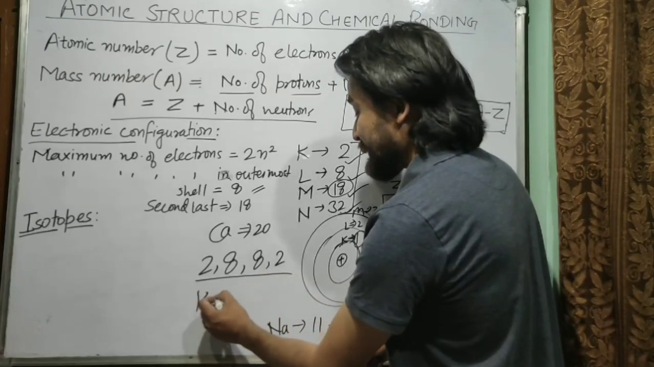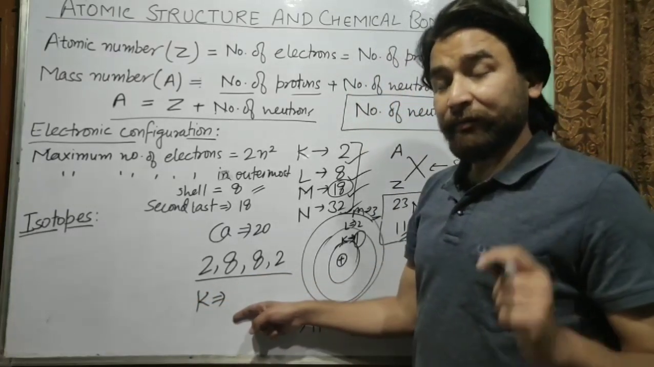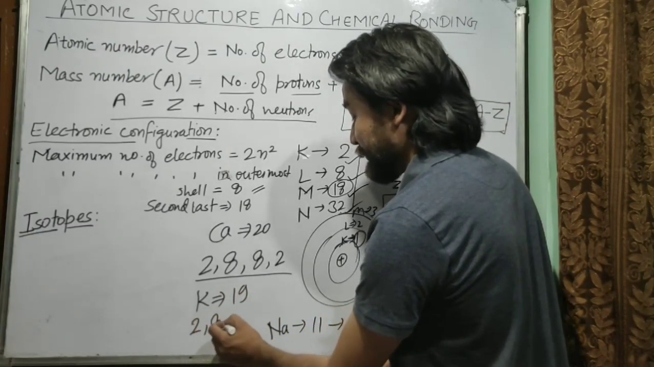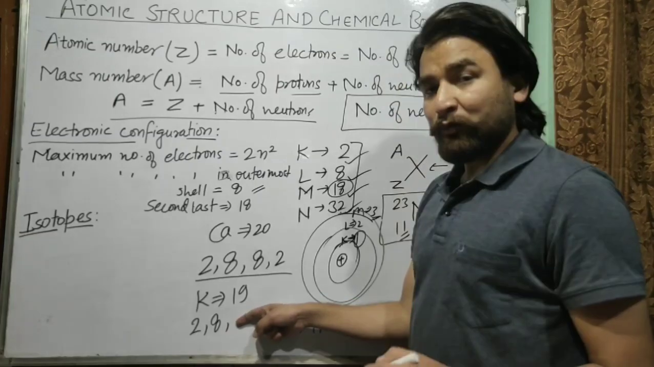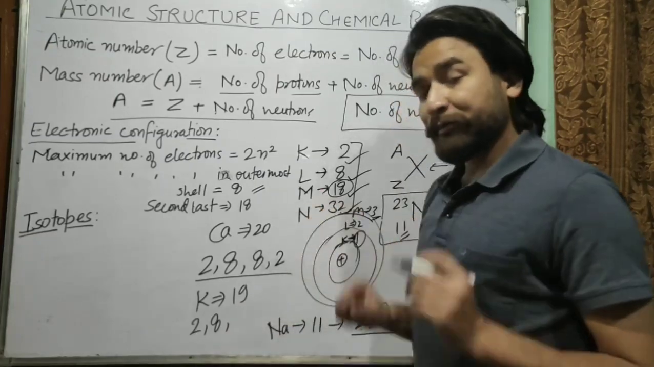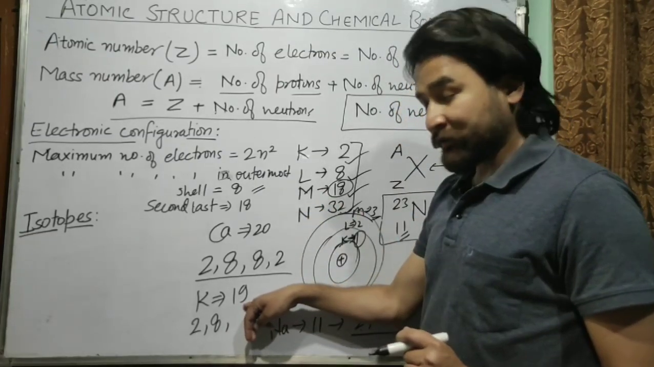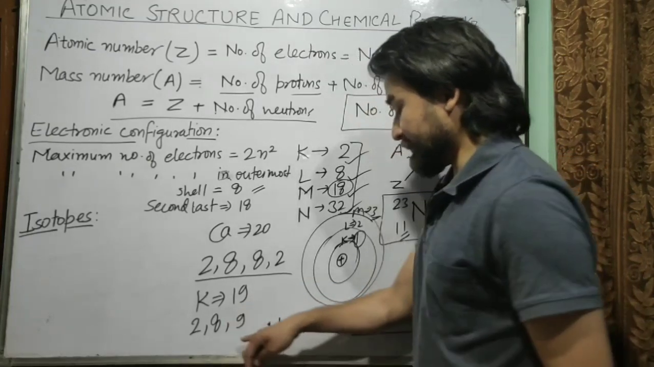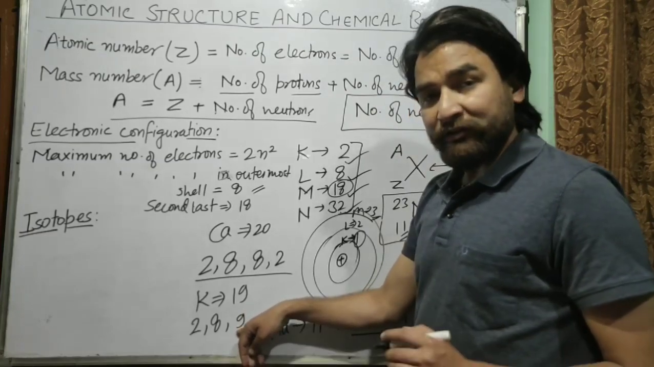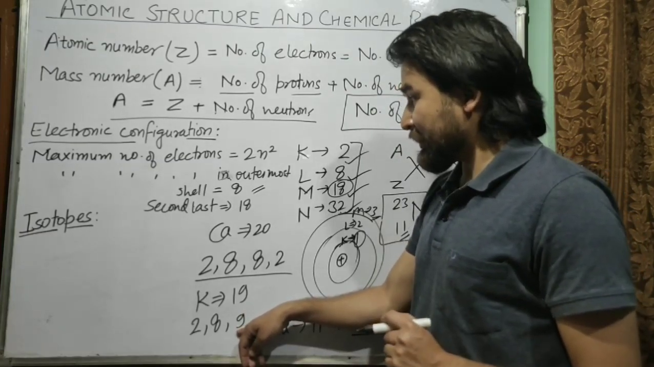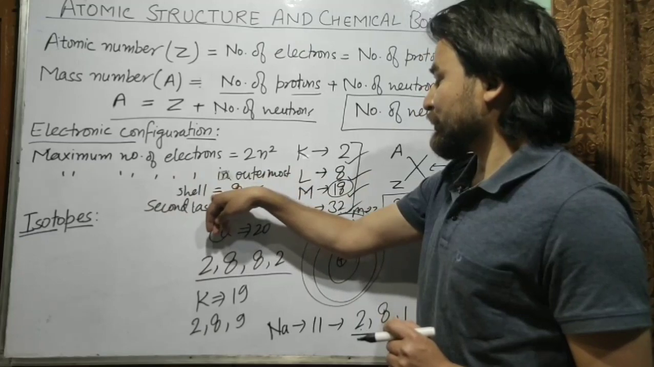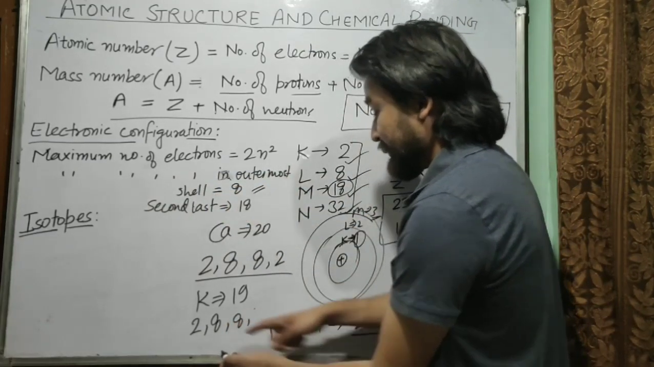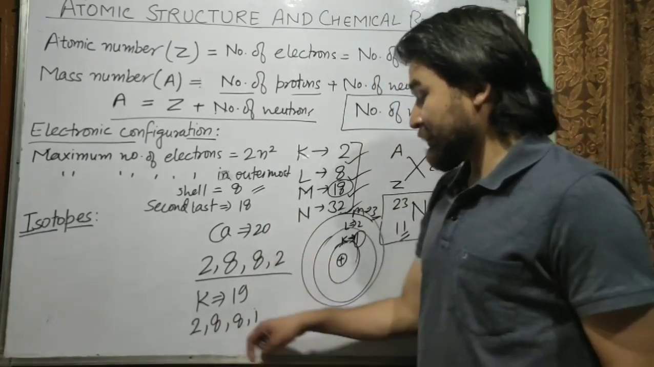Similarly for potassium, what is the atomic number of potassium? That is 19. So its electronic configuration will be 2, 8, that is 10. And now it will not be 9. Why? Because the number of electrons in the outermost shell cannot be 9. The maximum number of electrons in the outermost shell is 8. So what will be the electronic configuration? 2, 8, 8. So 18 and last shell 1.